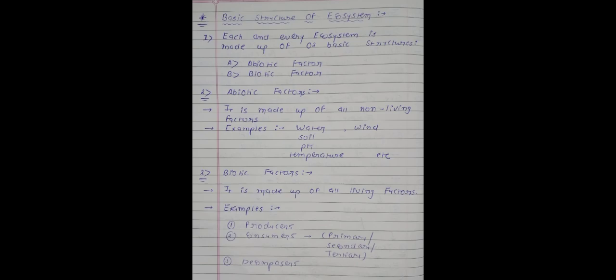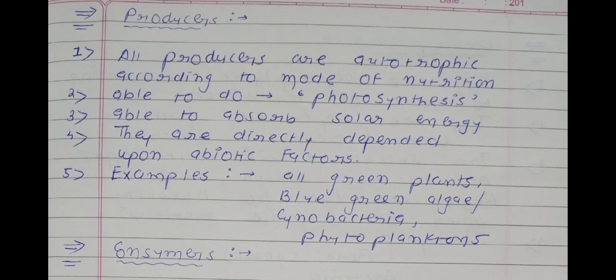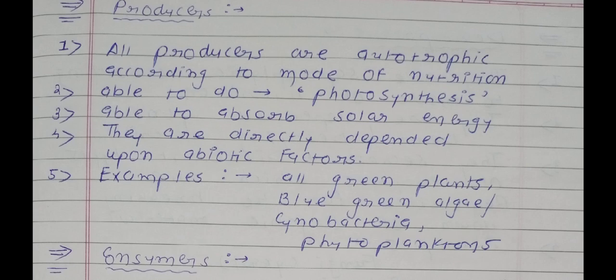Now we will talk about all the biotic factors. Okay, see, if we talk about the producers, first point, all producers are autotrophic according to mode of nutrition. You know that auto means self, they are able to do the process of photosynthesis. You know what photosynthesis is? It is a process in which solar energy is converted into the chemical form of energy. It means from sunlight glucose will be formed.